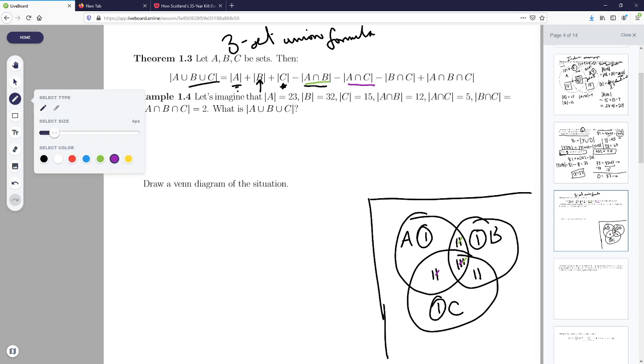And then finally, blue. We need to cancel out everything from B intersection C. So we'll cancel out one of these. Just one. The other one stays. And unfortunately, if you notice, we canceled this one too. So all three are canceled.